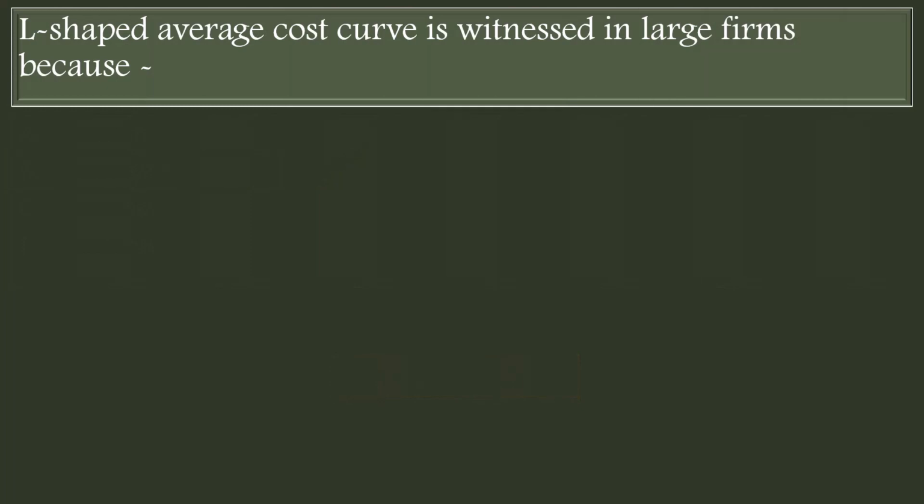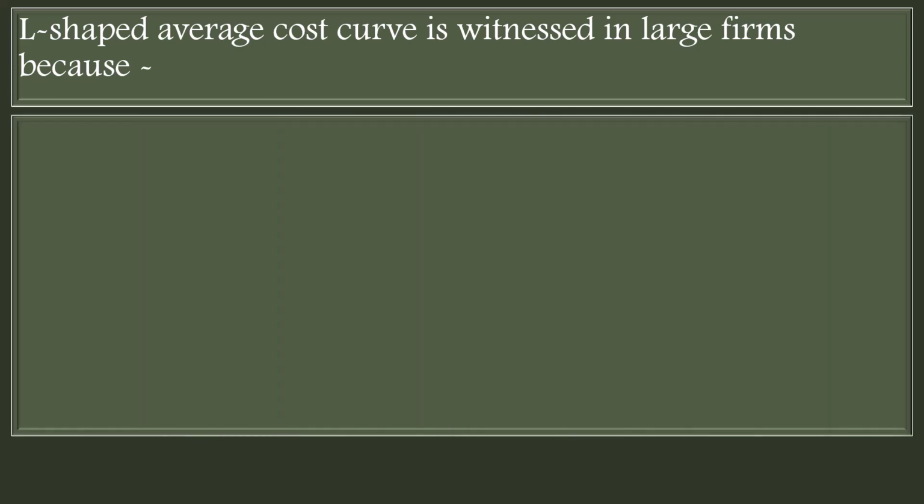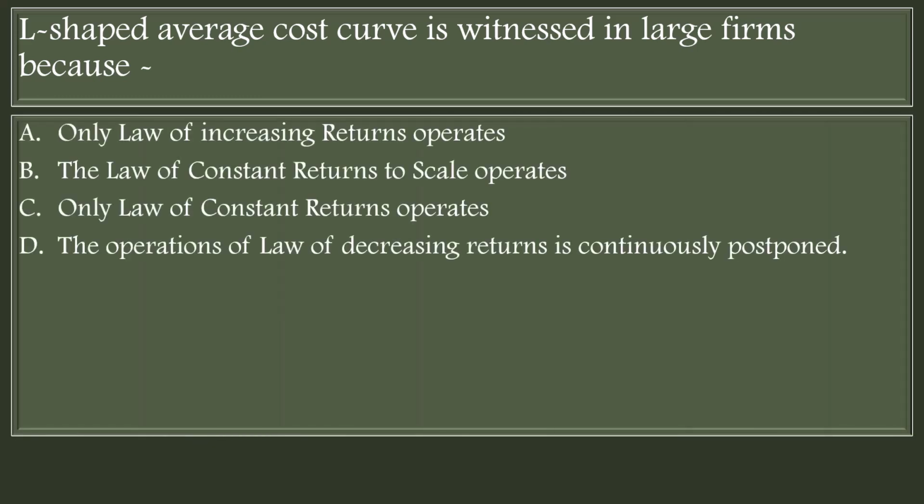Next question. L-shaped average cost curve is witnessed in large firms because options: A. Only law of increasing returns operates. B. The law of constant returns to scale operates. C. Only law of constant returns operates. D. The operations of the law of decreasing returns is continuously postponed.